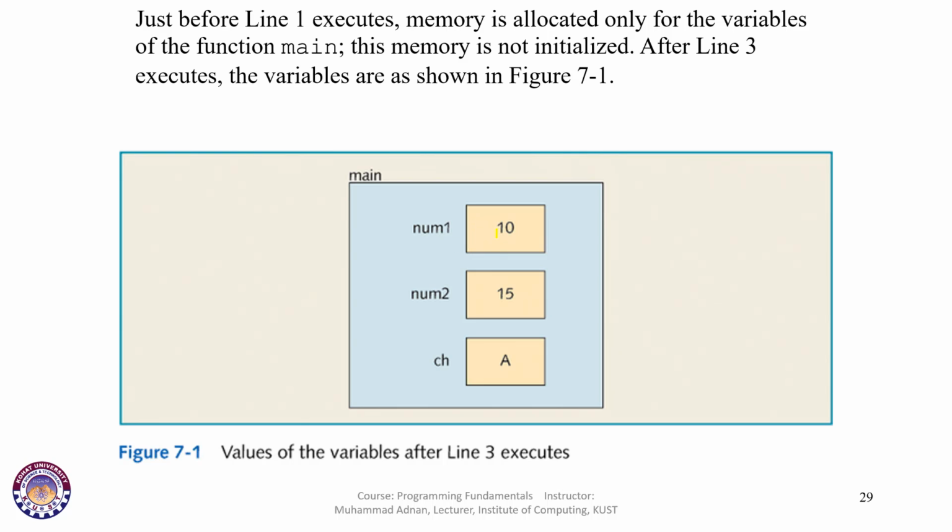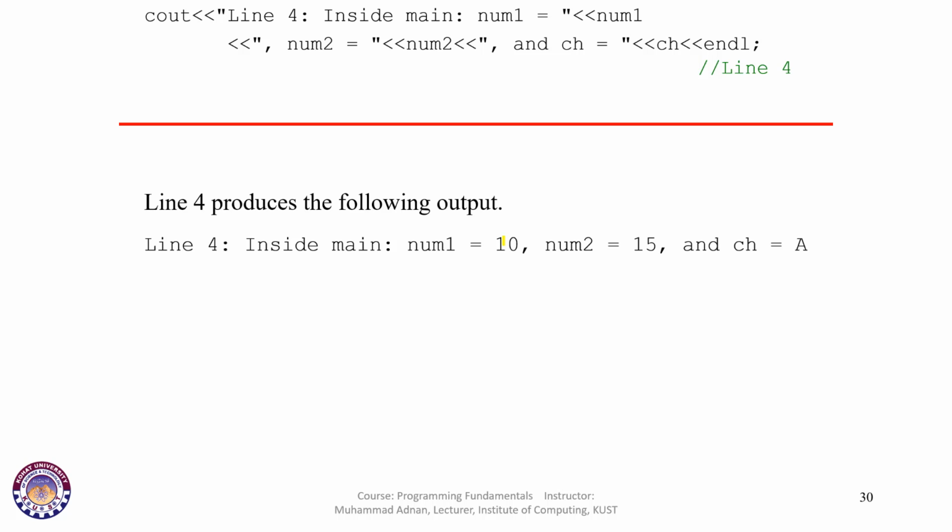So just before line 1 executes, memory is allocated only for the variables of the function main. So num1, num2, and ch are allocated, but this memory is not initialized. After line 3 executes, the variables are as shown in figure 7.1. So now after line number 3 gets executed, num1 has 10, num2 has 15, and ch has 'a'. So after displaying these values, you get the output at line number 4 inside the main function: num1 is 10, num2 is 15, and ch is 'a'.